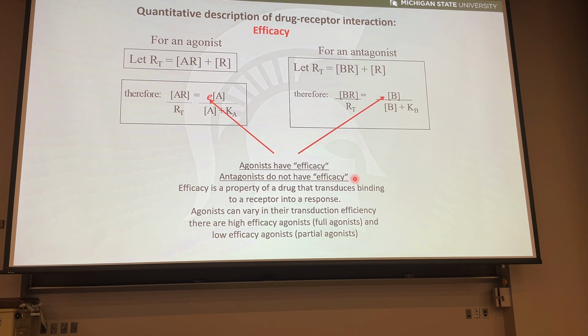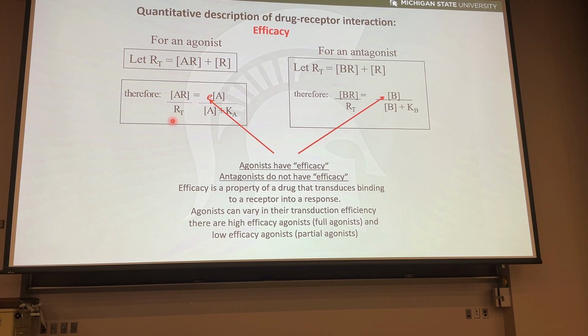Because now we're going to move on to efficacy, right? Efficacy has this same mass action equation applied to it for agonists and antagonists. The difference here is that we need to add this efficacy variable into this, because agonists have efficacy. Antagonists do not have efficacy. Therefore, the law of mass action is different for agonists and antagonists when we're talking about efficacy, but it's the same when we're talking about affinity.